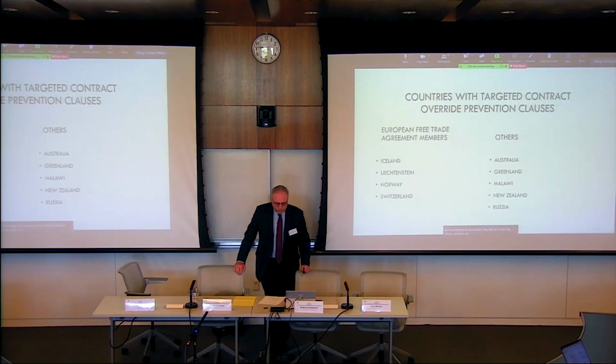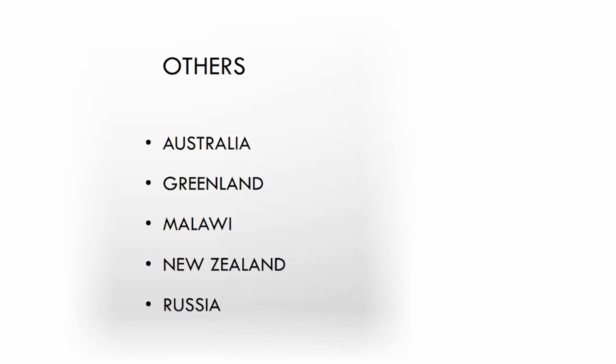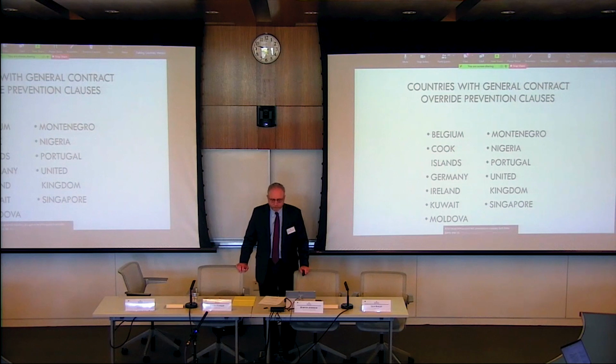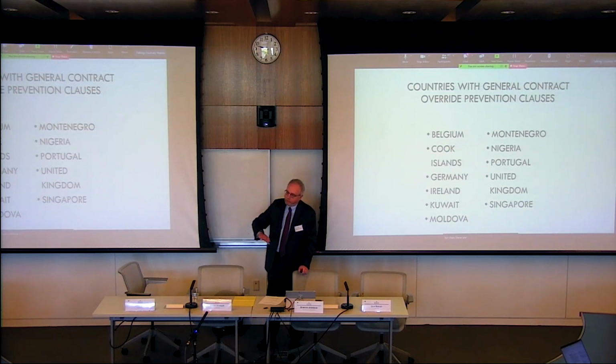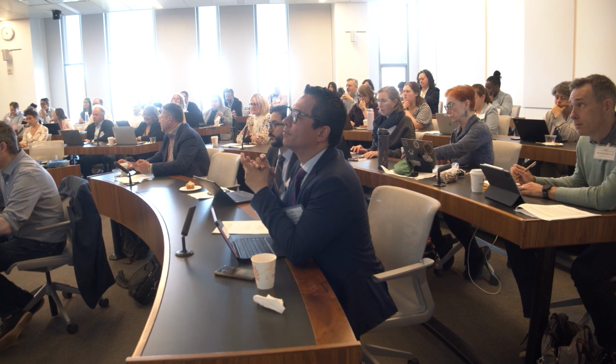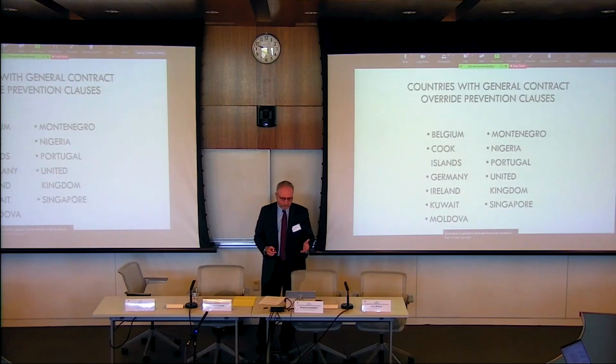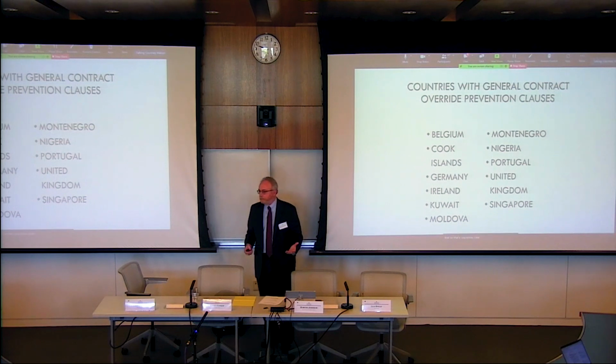And then we have other countries around the world that have adopted similar kinds of targeted exceptions. So Australia, Greenland, Malawi, New Zealand, and then Russia. But then there are 13 other countries that have gone way beyond what the EU has done. And they have contract override prevention clauses that are far more general. Some have it apply to all exceptions. So any exception that's in the Copyright Act cannot be overridden by contract. A clear example of that is Nigeria, which just signed into law this year by the president.